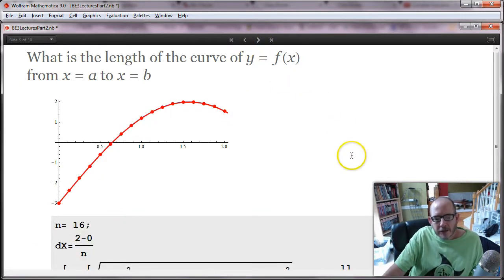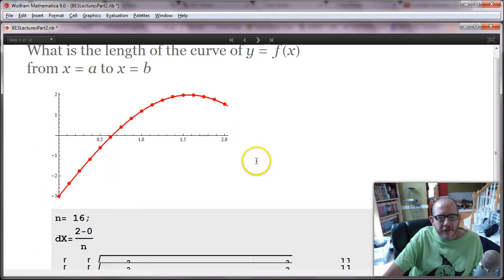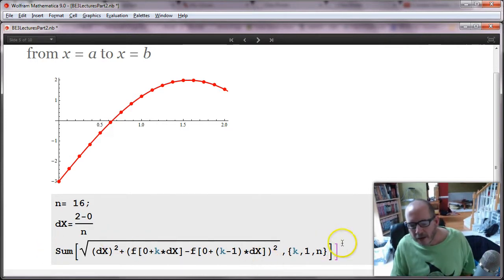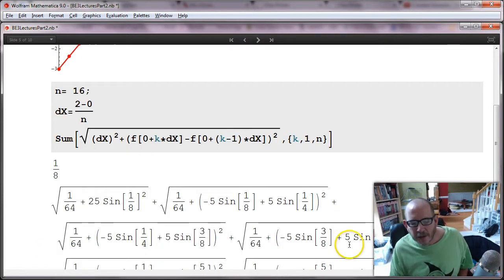To demonstrate how to do that, I've divided this up into 16. So n is equal to 16, and so delta x will be 2 minus 0 divided by the 16. And then what I have right here is the sum. Now because I don't have any decimals, I'm going to take this n off for a second. I'll add up those 16 parts. When I do that, look at this mess.